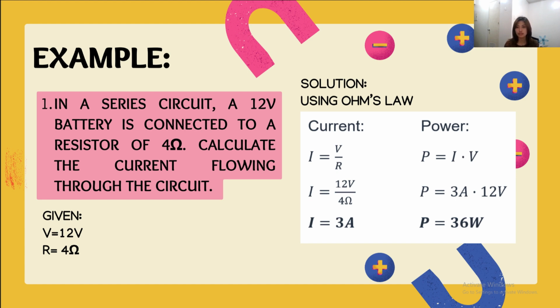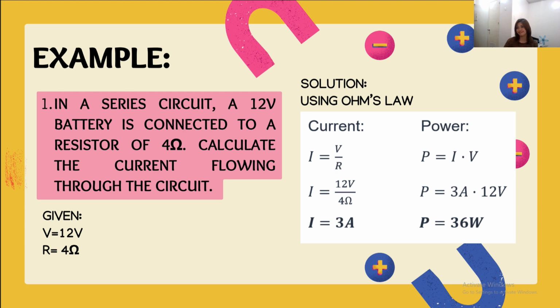And to calculate the power, so meron tayong formula na power equals current multiplied by voltage. So it will be 3 amperes multiplied by 12 voltage. Power will be 36 watts.